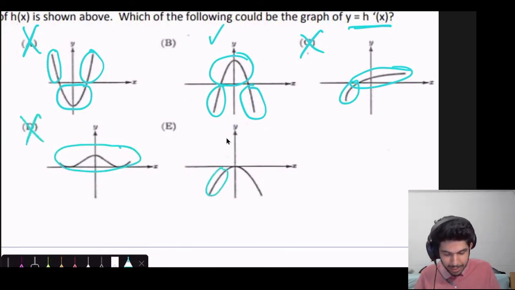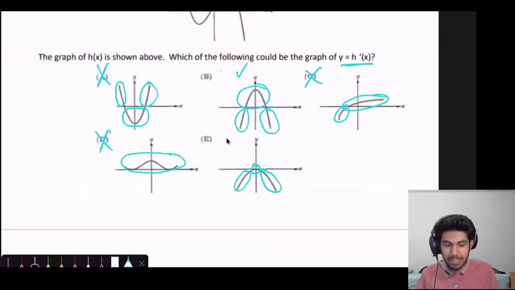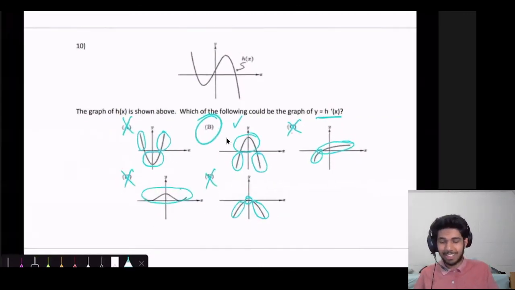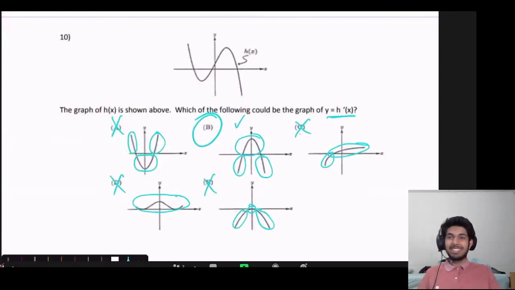E, we go from negative to 0 to negative, so that's very close to B, but remember, we had this huge section here where the tangent line was positive. The sign of h prime was positive, so this can't be equal to 0, so this is also wrong. B is our answer.